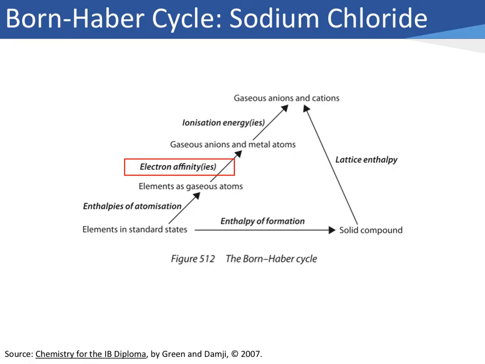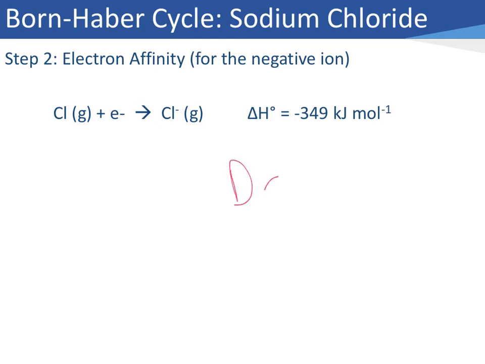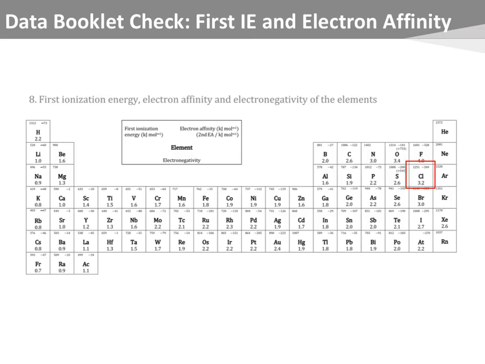The next step is the electron affinity. I'm going to make the gaseous anion, and I'm going to have the metal atoms. I'm not going to mess with the metal atoms. So I'm going to take gaseous atoms and make them gaseous anions. That is the electron affinity, and this will take place for the negative ion, which in our case is chlorine. So chlorine needs to add an electron to become chloride. This value is found in the data booklet, and it is negative 349 kilojoules per mole.